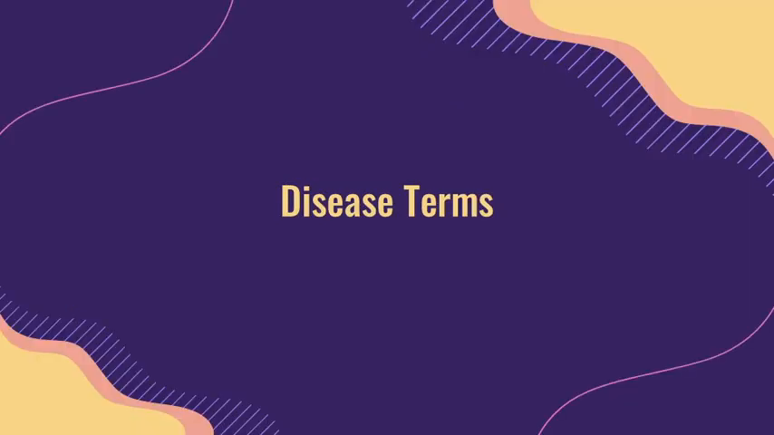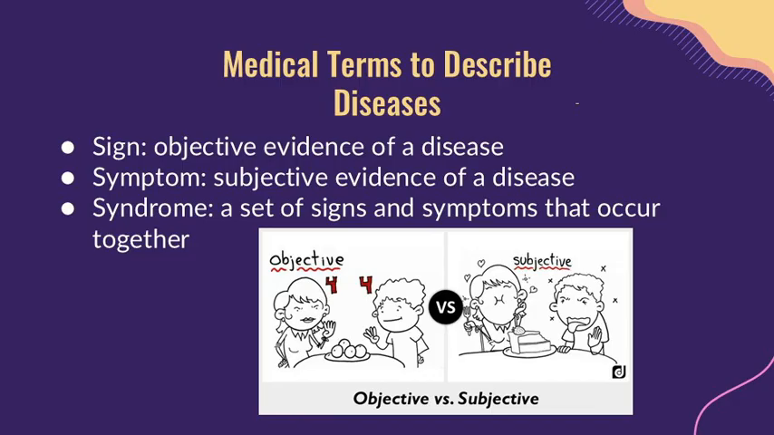Now, our source also briefly touches on disease terms themselves. It's not just about the parts, but how we actually describe illnesses. That's right. Understanding the language used to describe diseases is just as important as knowing the individual word parts. Our source defines a sign as objective evidence of a disease, something a doctor can see or measure, like a rash or a fever. Okay, a sign is something you can see.